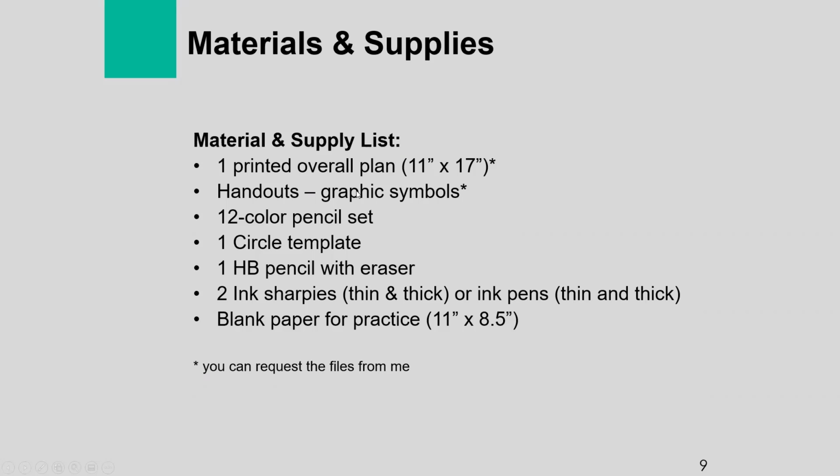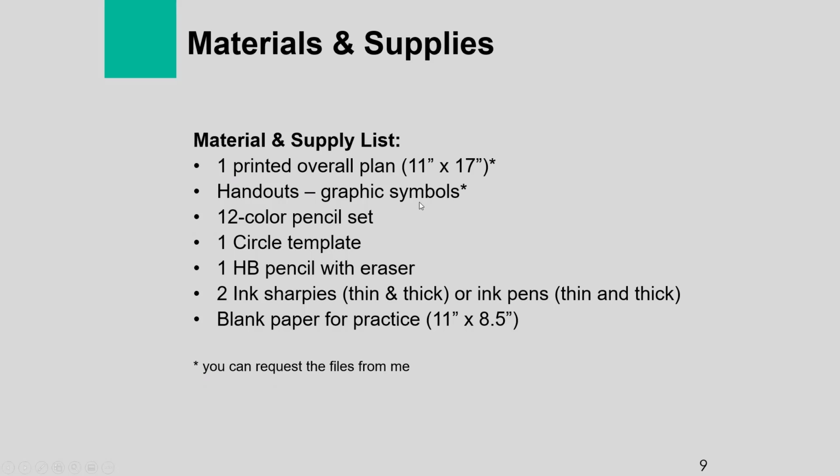And print out this plan. Each student will need at least one copy. I usually print out 2 copies per student, just in case they mess up the drawing and need a new base plan. It should be printed on 11x17 paper. And then I'm happy to share some handouts. There are a lot of graphic symbols that you could give to the students so that they know how to draw a tree, how to draw paving, how to draw a pool, how to draw water, etc. Every student should preferably have a set of colored pencils, and the minimum would be 12 colors.